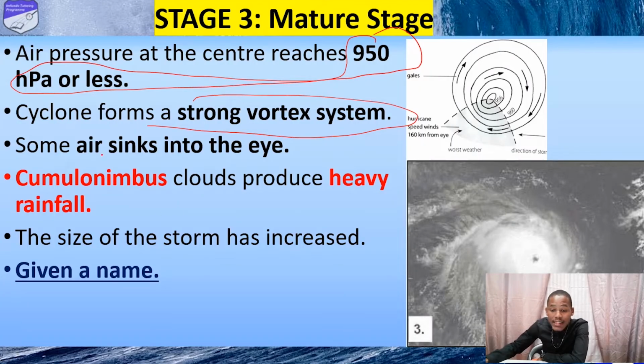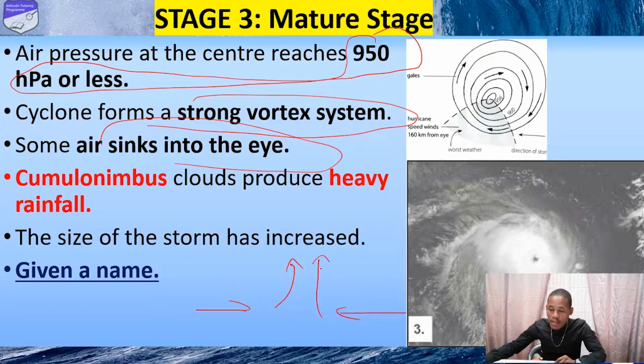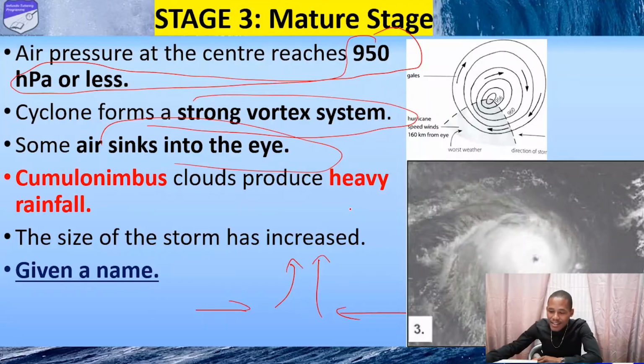Some air sinks into the eye. That's why in the previous lesson we said the eye experiences calm conditions. Let me explain why. Again, we said that the cyclone is converging, is rising. The more it goes up, the colder it becomes. So what does cold air do? Cold air sinks. So some of the air starts to come back and sink right here within the eye. That's what we mean by some air sinking, because it's now colder.